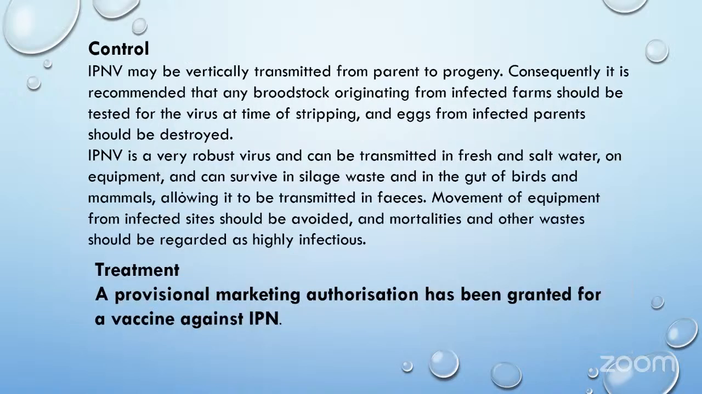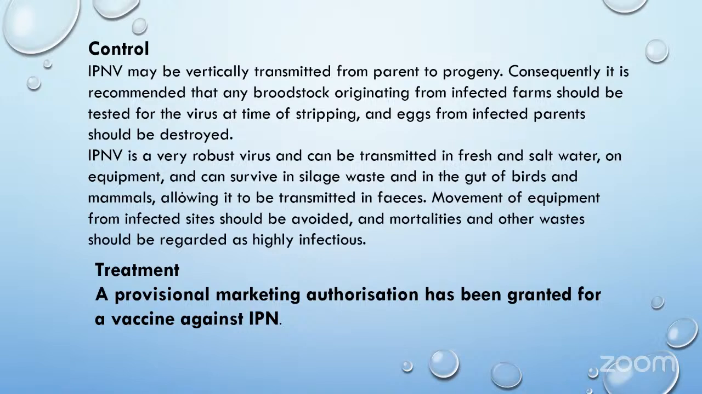Now, how to control this? This may be vertically transmitted from parent to progeny. So, consequently, it is recommended that any brood stock originating from infected farms should be tested for the virus at the time of stripping, and eggs from infected parents should be destroyed.